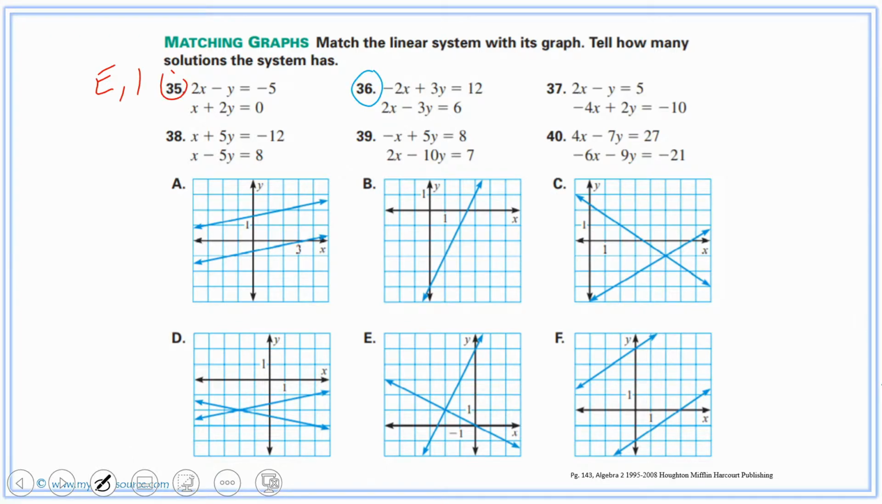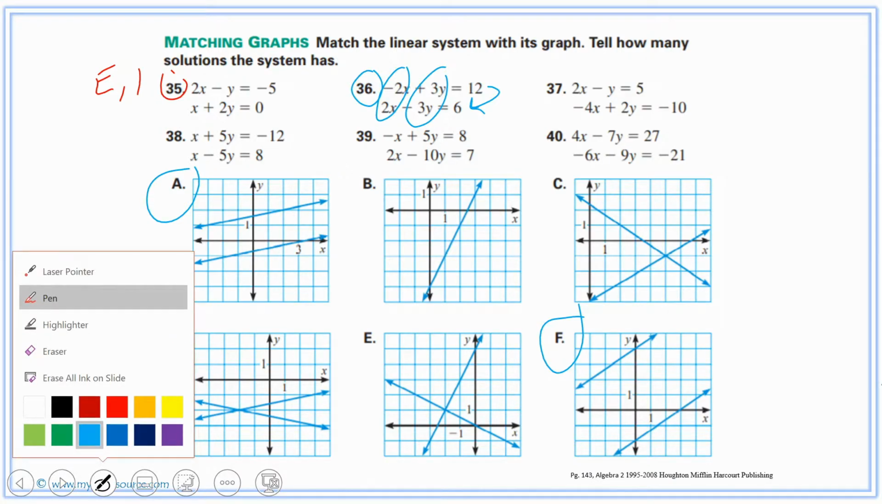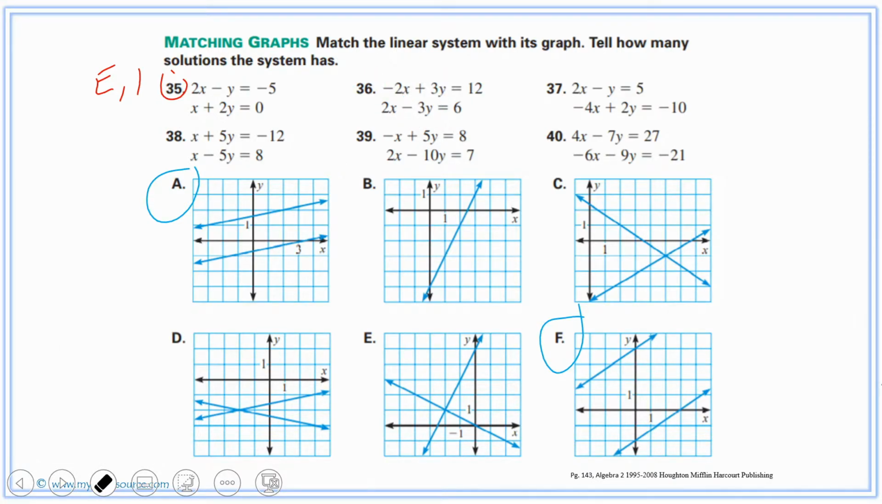All right, so for number 36, we know that it has to be either A or B. Sorry, not A or B, A or F. It has to be parallel because we see that these are multiples of each other, but these two are slightly different in terms of the multiples. The other two are multiples of negative 1, and then this one is a multiple of 2. So based off of our understanding of linear systems, those have to be parallel.